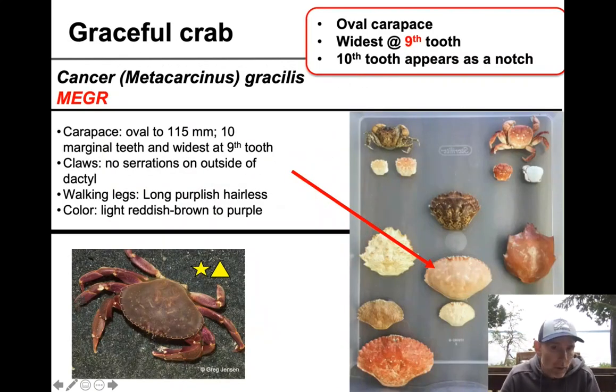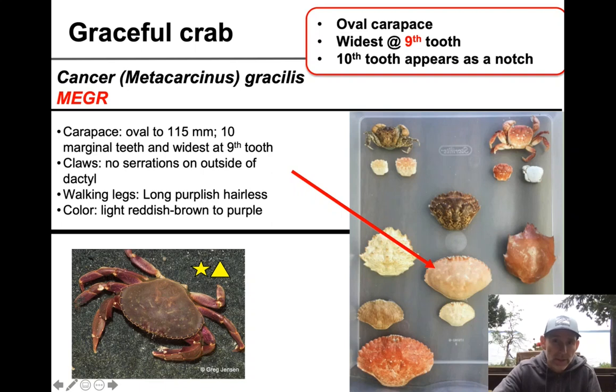In fact, its closest relative in our waters is the graceful crab, Metacarcinus gracilis. Many of us have never seen a graceful crab, or if we have, we may have mistaken it for a Dungeness crab. They look very, very similar, and to the untrained eye, they may look almost identical. But we can use the mnemonic CCWC to help us differentiate it from the Dungeness crab.